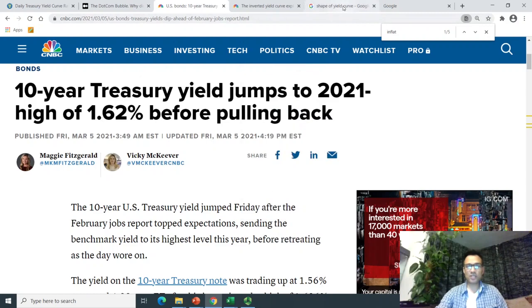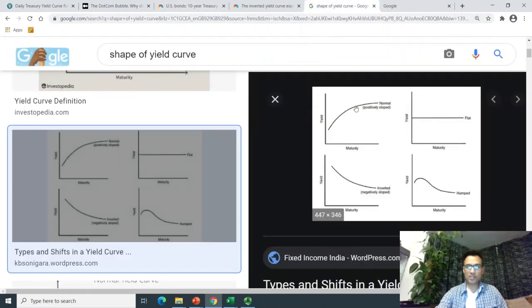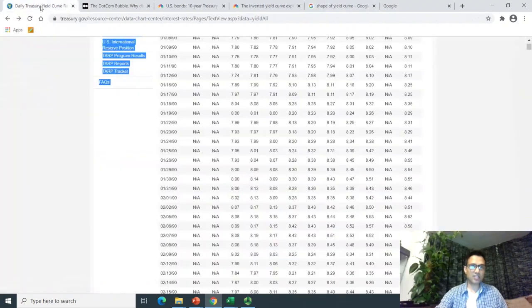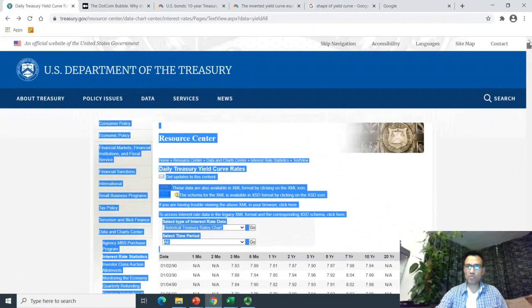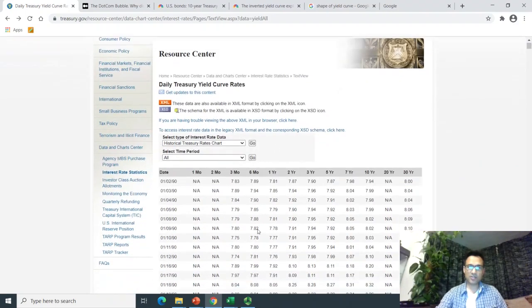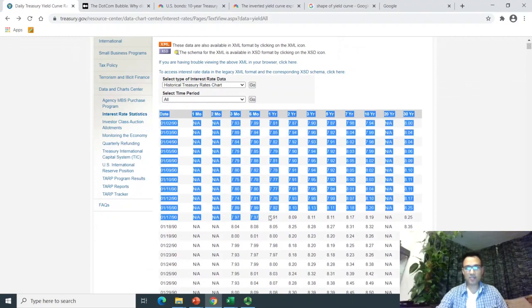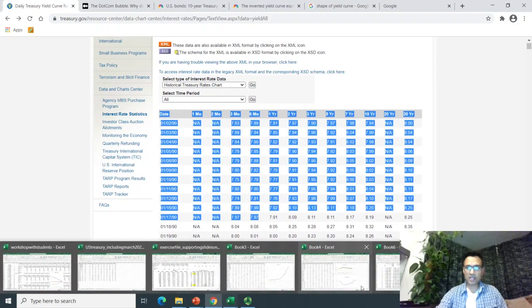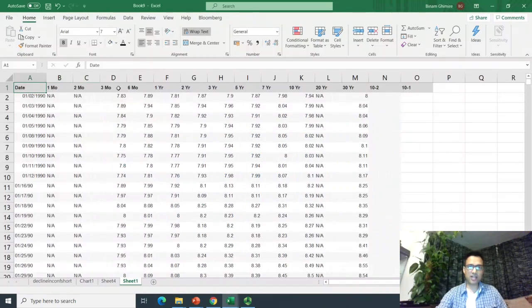At the same time, I will also be speaking about different shapes of the yield curve, for example, normal, flat, inverted, and humped. And in order to discuss all these, of course, we need the data. If you want to download the data, this is the place where you can go. Just type in US Department of the Treasury yield rate in Google and you will get to this page. What I did after that, I just highlighted them all, copied, and then pasted it in an Excel file. Exactly this is what you will obtain.